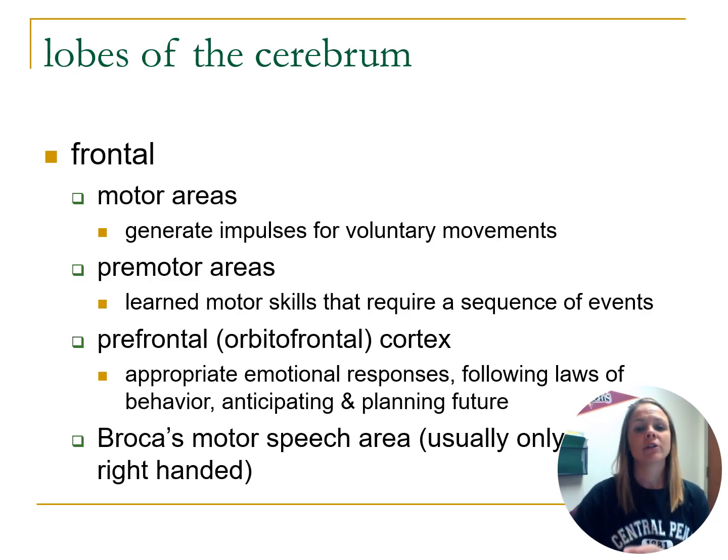Okay, so we know the brain has many lobes that have specific functions. The frontal lobe is the motor area and generates impulses for voluntary movement. The frontal lobe is also where we have learned motor skills required for a sequence of movement like tying a shoelace. Broca's area permits the mouth and other structures to move to produce speech.